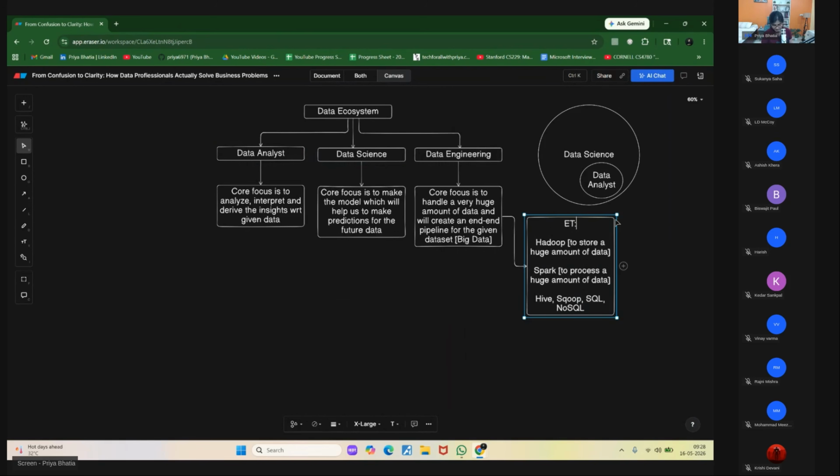extract, transform, and load. Now, this is something which you will do in DA subjects as well, but in a major proportion, this specific thing will be done in DE specific context.